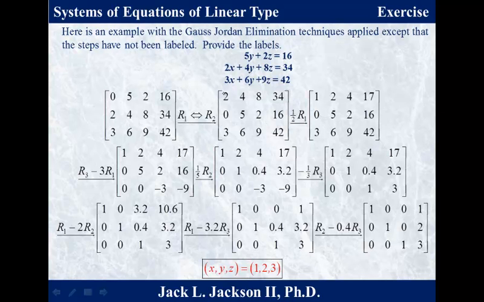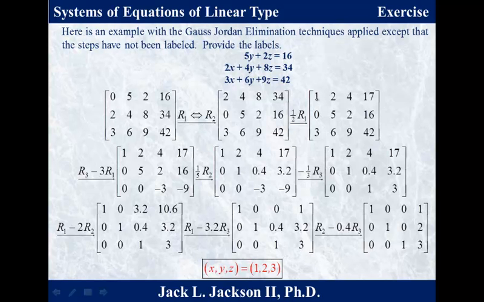Next, I get a 1 right there in the upper left by multiplying by its reciprocal. So I need to multiply by 1/2. Of course, I have to multiply the whole row by 1/2, which leaves rows 2 and 3 alone, but takes 1/2 times everything in row 1. So 2 times 1/2 is 1, 4 times 1/2 is 2, 8 times 1/2 is 4, and 34 times 1/2 is 17.